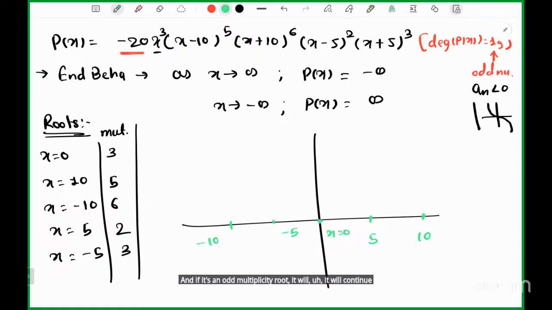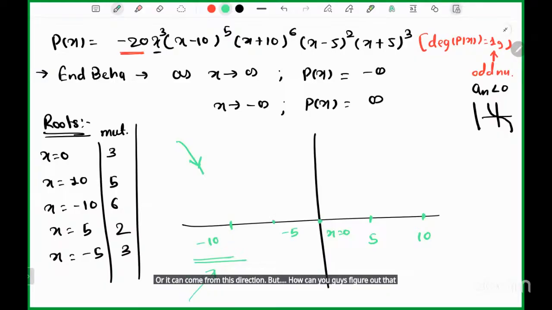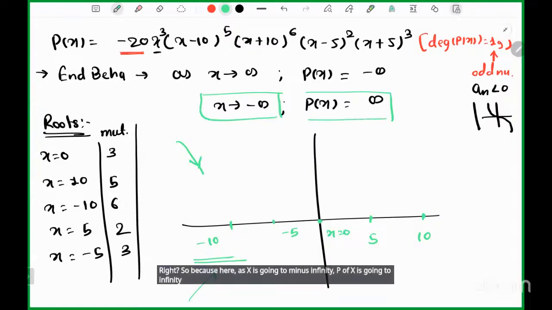But the thing is, how to start drawing the polynomial. There are two ways to draw it. Suppose at minus 10, the polynomial can come from this direction or it can come from this direction. How can we figure out the initial direction? This can be figured out by the end behavior. Because as x goes to minus infinity, p of x goes to infinity, the polynomial is coming from the upward direction, the second quadrant.